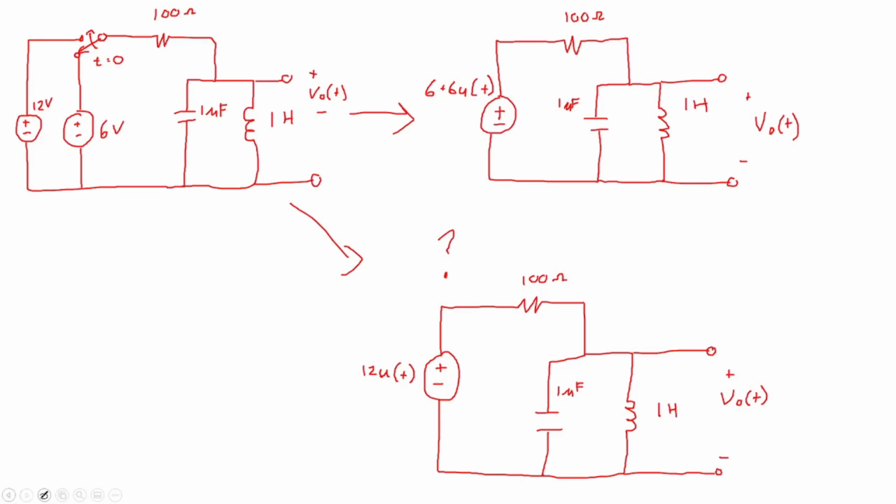So this switch up in the top left, at time t equals 0, makes a clean move from connecting a 6-volt source up to the resistor, inductor, capacitor before the switch moves. And then after the switch moves, we're connecting a 12-volt source to this resistor, capacitor, and inductor.